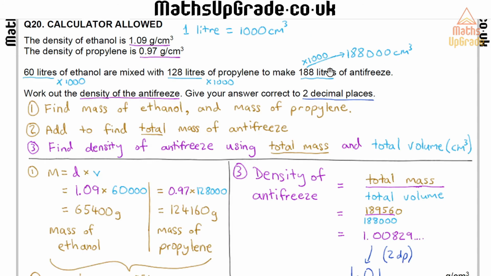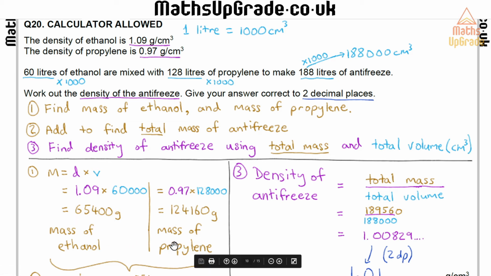So I've underlined the key information in the question here. I'm also noting that a litre is 1,000 centimetres cubed, so I'm going to convert this into centimetres cubed, and this into centimetres cubed as well, and this as well. So let's first of all find the mass of the ethanol. The mass of the ethanol is given by density times volume. The density is given here, and the volume is given here. So that would be 1.09 times 60,000, which is 65,400 grams. So that's the mass of the ethanol.